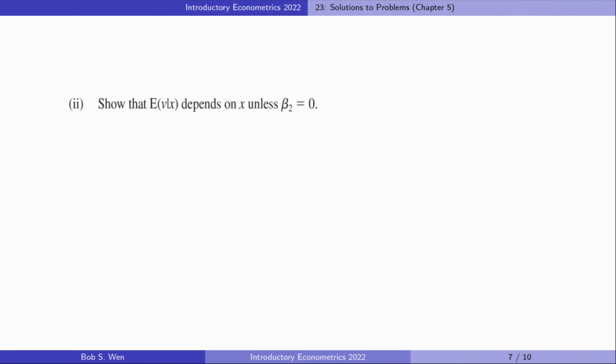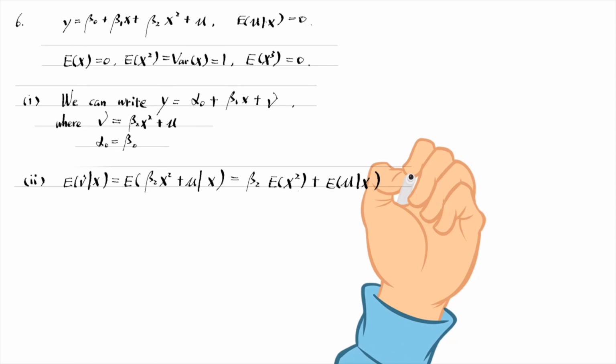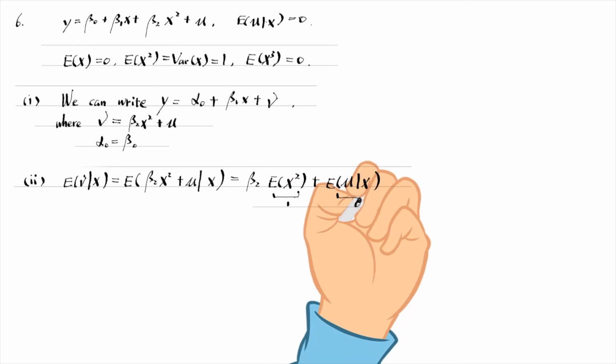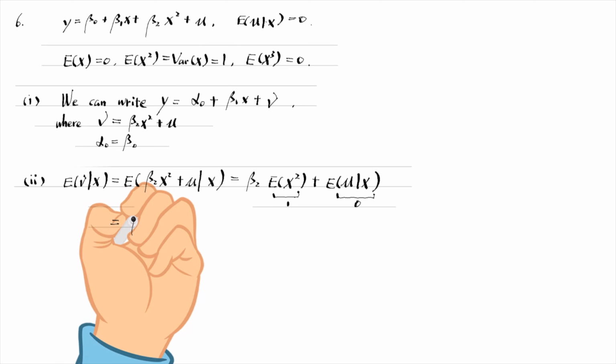In the second part, the expectation of nu conditional on x equals beta 2 times the expectation of x squared plus the expectation of mu conditional on x. For a standard normal distribution, the expectation of x squared is 1, and the expectation of mu is 0 by assumption. So the expectation of nu conditional on x equals a constant, beta 2.